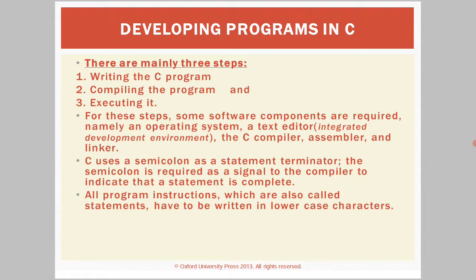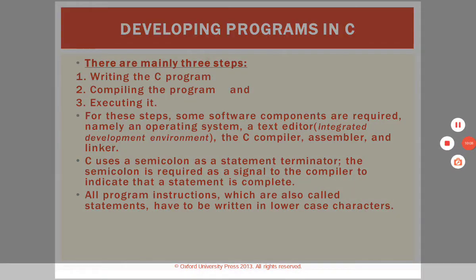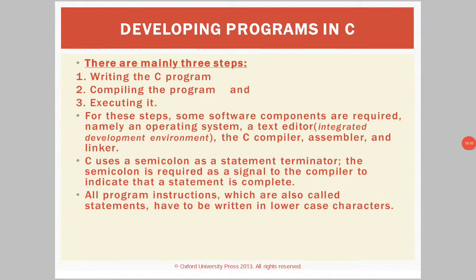So how do we develop or write programs in the C language? There are mainly three steps. The first one is writing the C program. The second one is compiling the C program, and the third is executing it. We will explain them. So how to write, compile and execute a C program? The first step is writing a C program, then compiling the program and executing it.